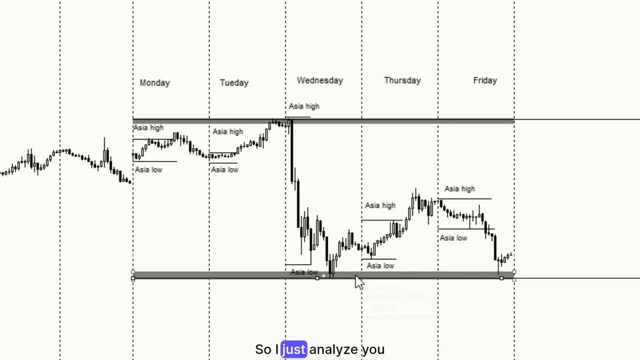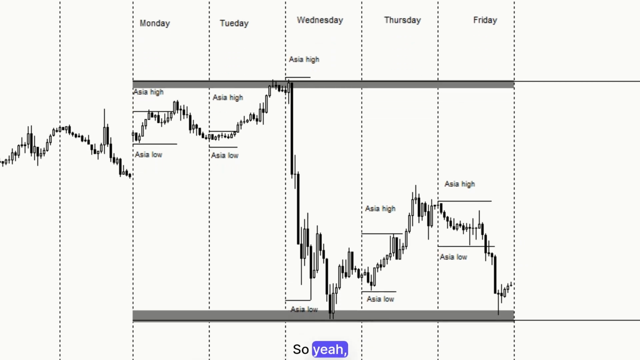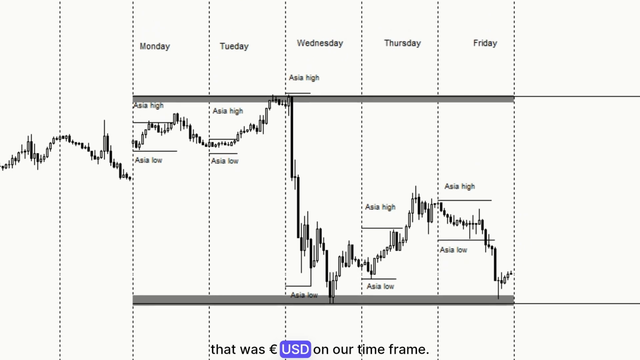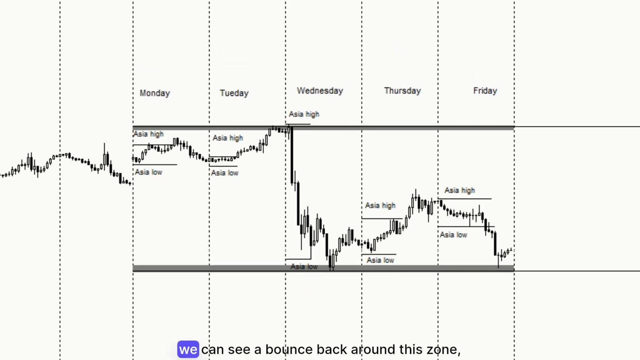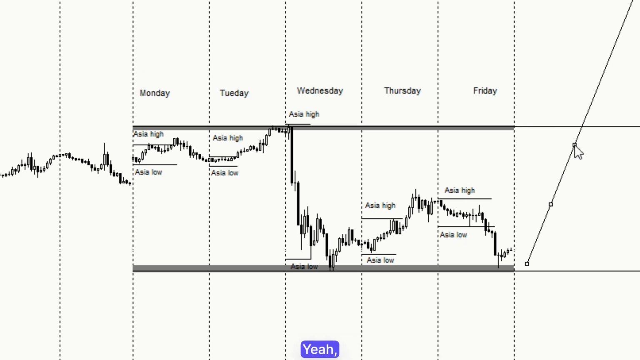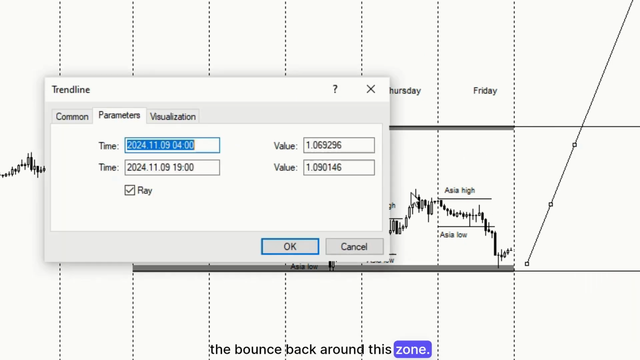You understand? So I just analyzed Euro USD on an hourly time frame, so that you can see and know how these people place you and how these people manipulate your orders. So yeah, that was Euro USD on an hourly time frame. I really appreciate sharing this with you guys. So I think next week we can see a bounce back around this zone. You understand? Yeah, the bounce back around this zone.